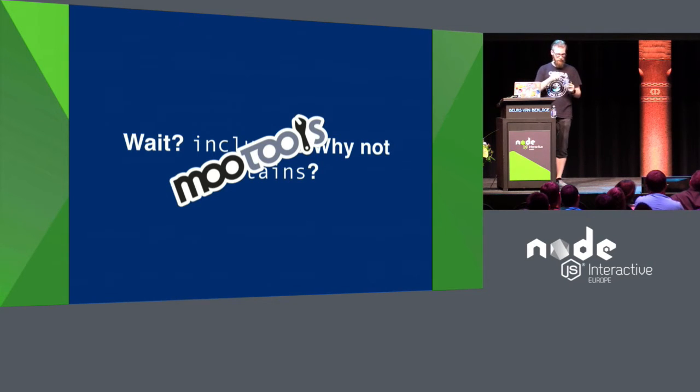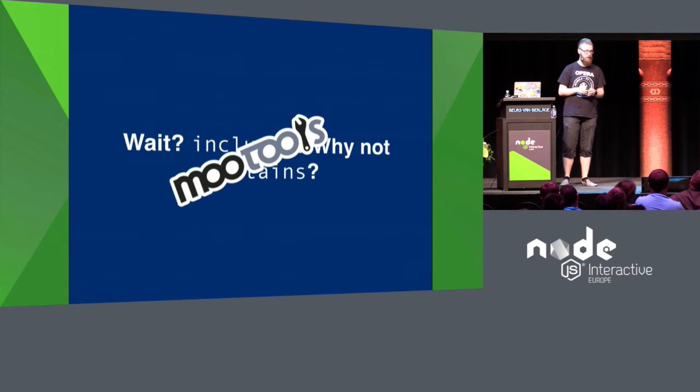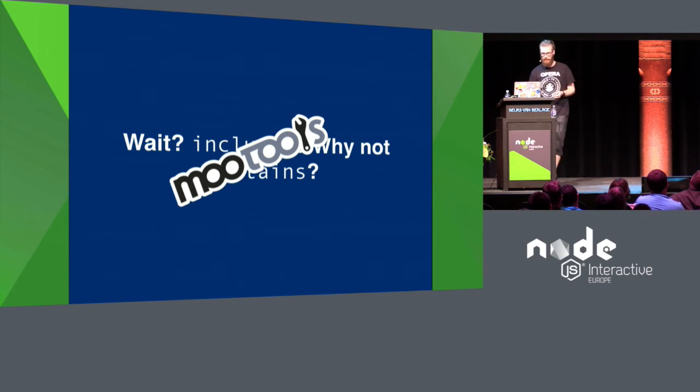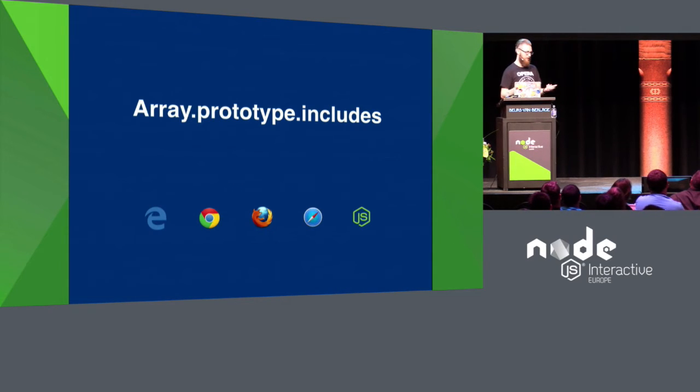You can learn two things from this. One is you should never extend your prototype if you're using something for a web browser, because otherwise you will get problems with specifications. And the other thing is if you're big enough like MooTools, then the specification will just bend around you. So Array.prototype.includes works on every modern browser and Node.js.